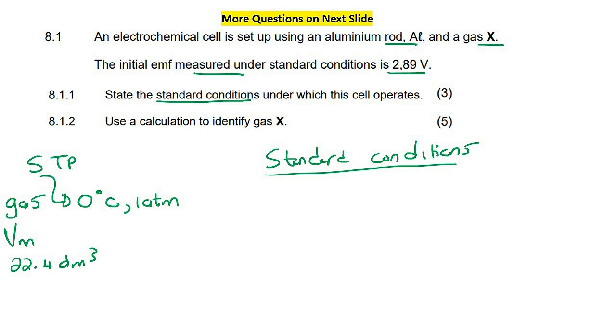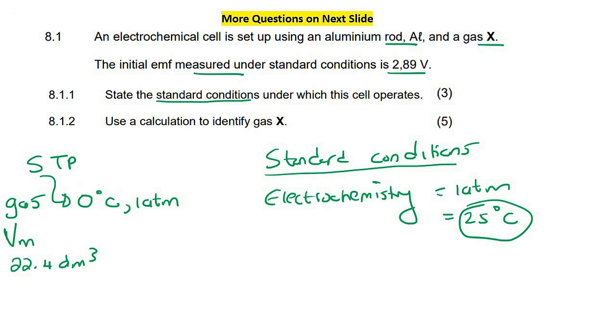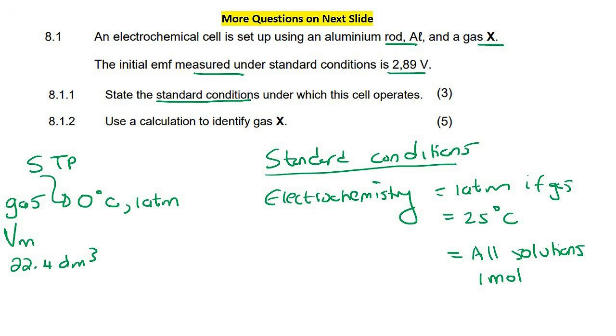When we are at standard conditions, which is what we use in the chapter of electrochemistry, we are talking about 1 atmosphere of pressure, but 25 degrees Celsius, not 0 degrees Celsius. If there are gases present, there's the 1 atmosphere. And all solutions must have a concentration of 1 mole per decimeter. So don't confuse the two. STP is not the same as standard conditions. Here they say state the standard conditions under which the cell operates.